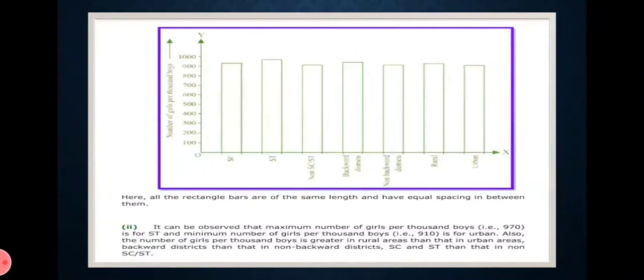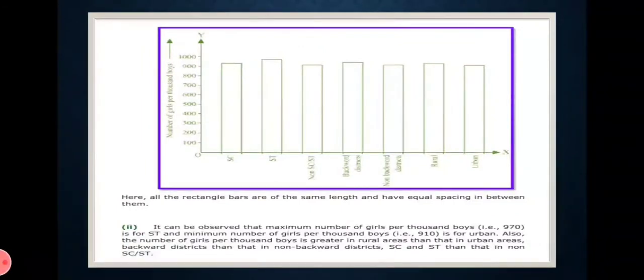For SC the given number of girls is 940, for ST the given number of girls is 970, then for non-SC ST the given number of girls is 920, for backward it is given as 950, for non-backward it is given as 920 again, for rural it is given 930, and for urban it is given 910. So accordingly you have to make the bars.